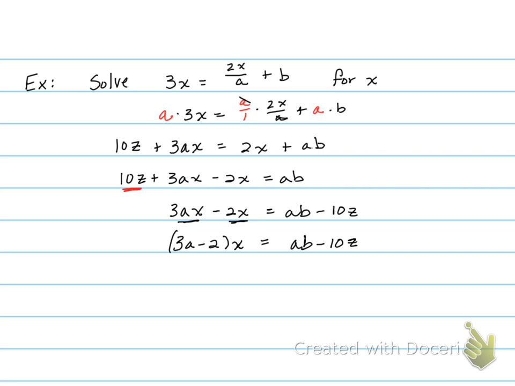Because if it was on the left, then it would be multiplication or distributing of the parentheses. Well, no, you can have it on the left. You can have it on the left? Sure. It's the same thing. Oh, I guess it's the same thing, because you distributed 3ax and 2x. Okay, gotcha. 10z all over 3a minus 2.